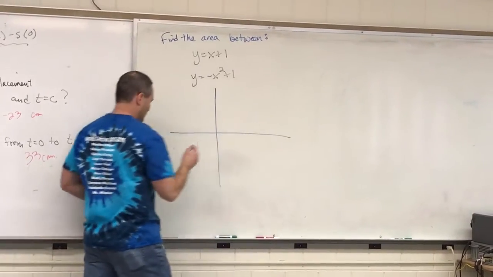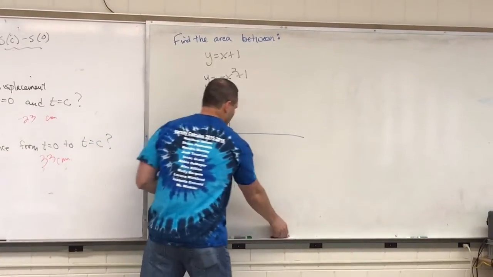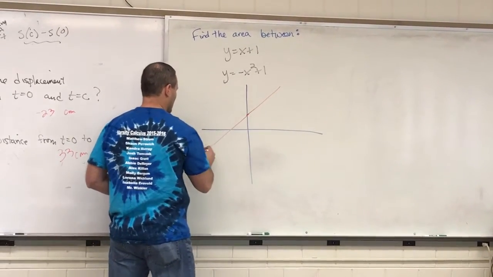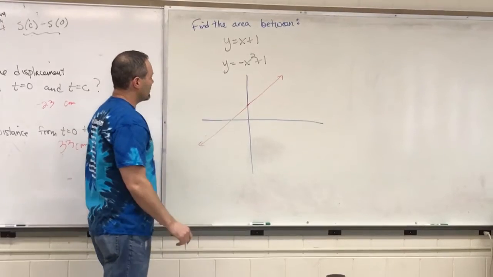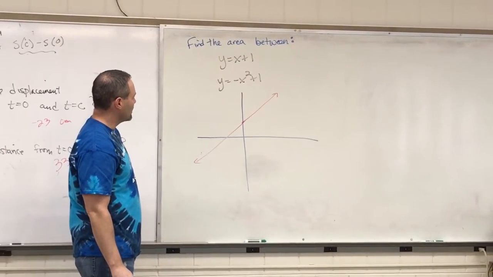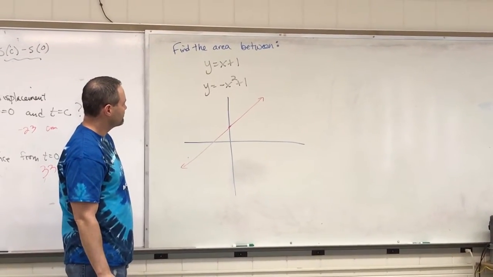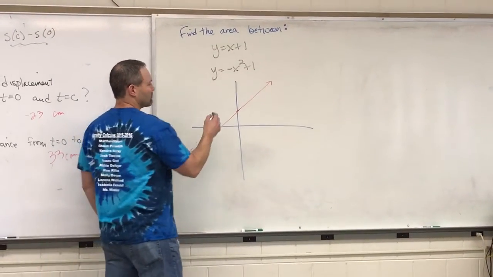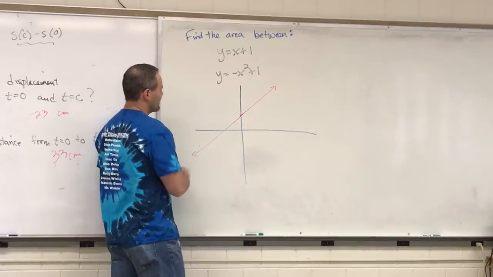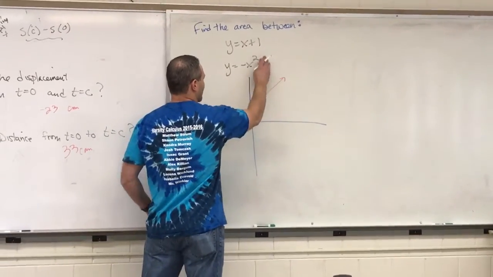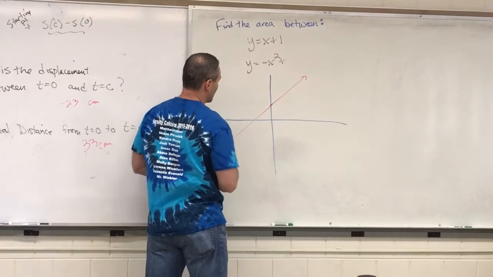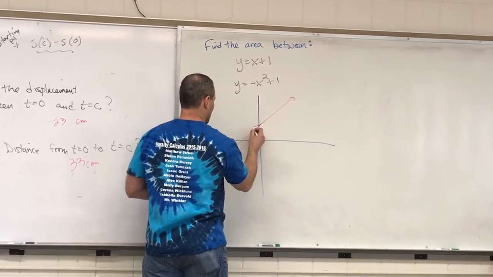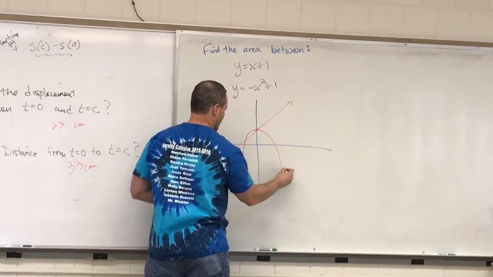Y equals x plus 1, y-intercept of 1 going up. I'm just going to make a sketch, and then negative x squared plus 1. What's that? It's like a horseshoe, upside down. I'm going to make it x squared, well, I guess plus 1, we'll leave it. Alright, so see, it's a horseshoe.